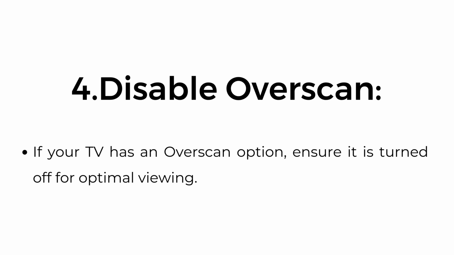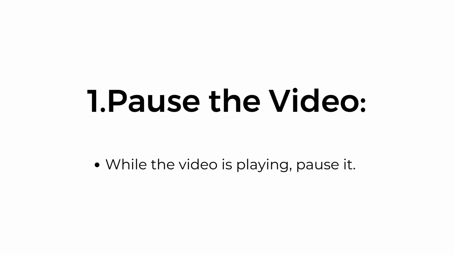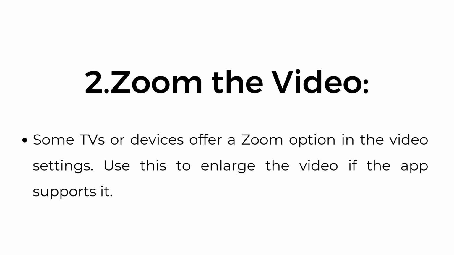Disable overscan. If your TV has an overscan option, ensure it is turned off for optimal viewing. Step 3. Use zoom options on the YouTube app. Pause the video. While the video is playing, pause it. Zoom the video. Some TVs or devices offer a zoom option in the video settings. Use this to enlarge the video if the app supports it.